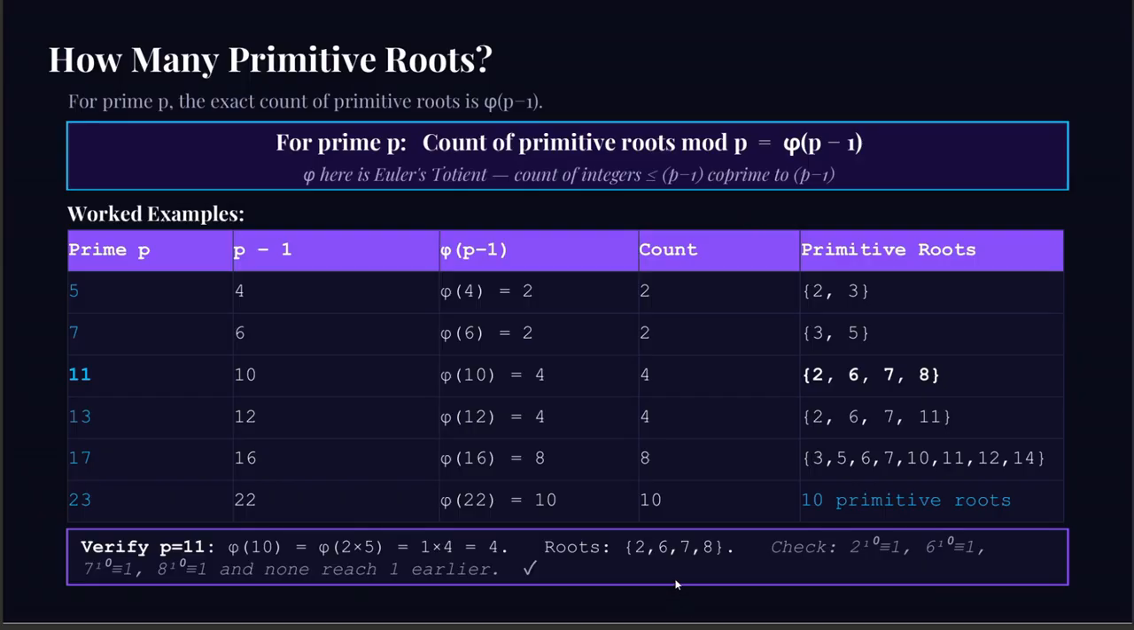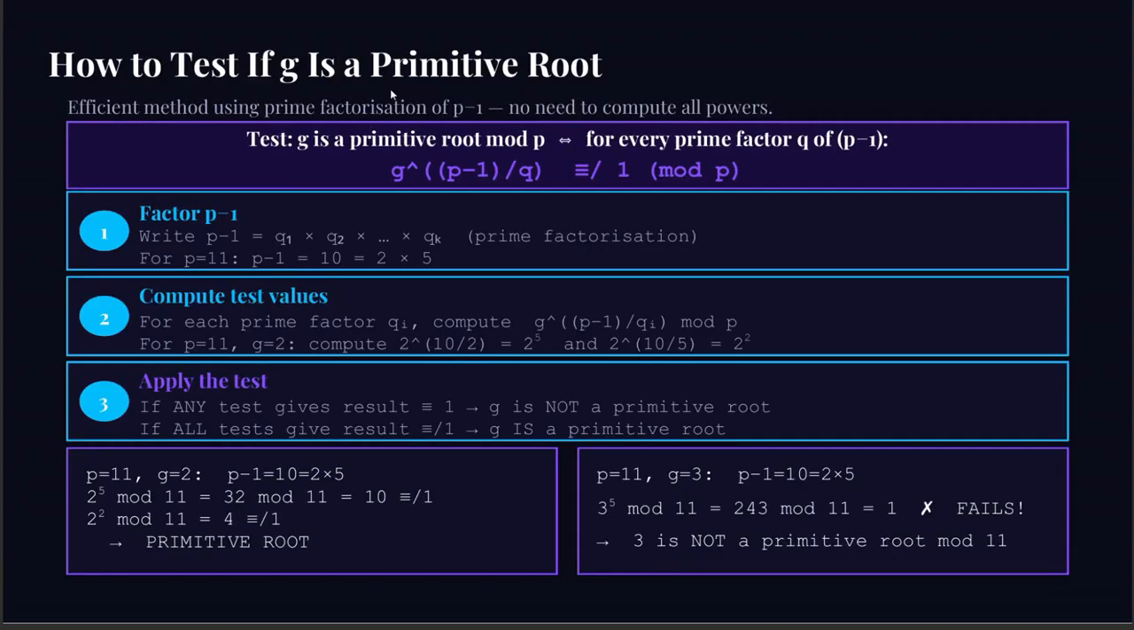The next point is that computing every power can be slow. This slide introduces a faster method to test if g is a primitive root. The test formula is: for every prime factor q of p minus 1, g raised to (p minus 1) by q not congruent to 1 modulo p must hold. This condition must hold. The first step is to find the factors of p minus 1.